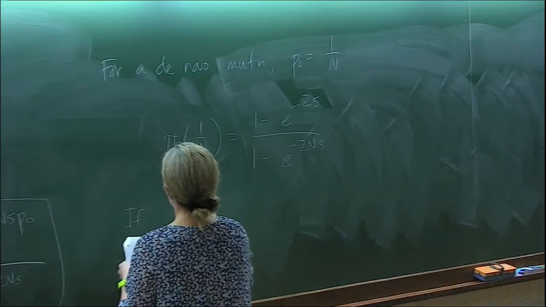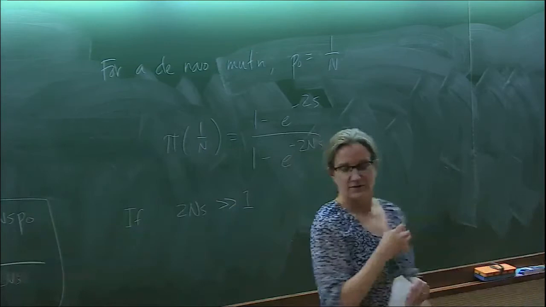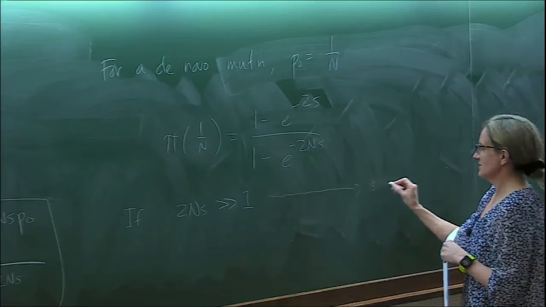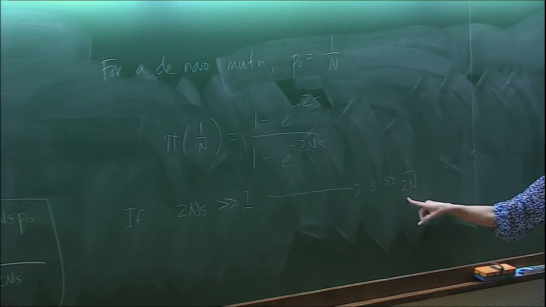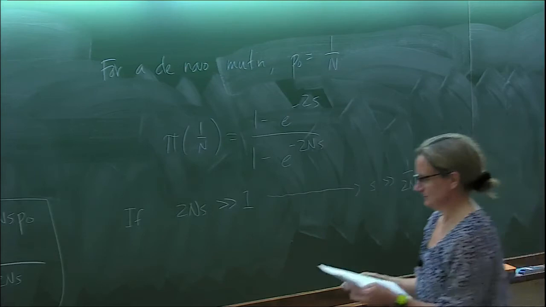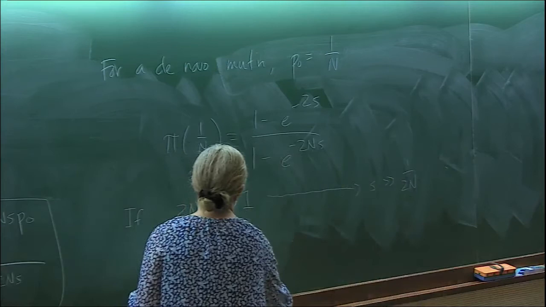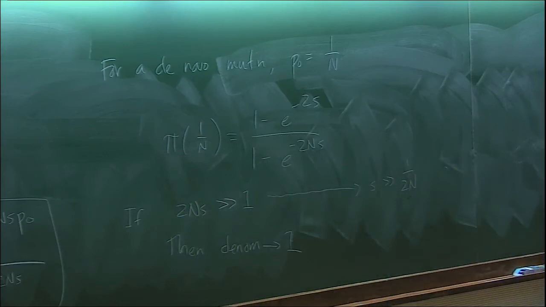So if 2Ns is much greater than 1, I'll just point out here as an aside that this is giving us the condition that s is greater than 1 over 2N. We keep getting this relation between s and 2N. It came up in Vaishali's lectures, it came up last time. Then the denominator is going to 1. And so pi of 1 on N in that case is approximately 1 minus e to the negative 2s.